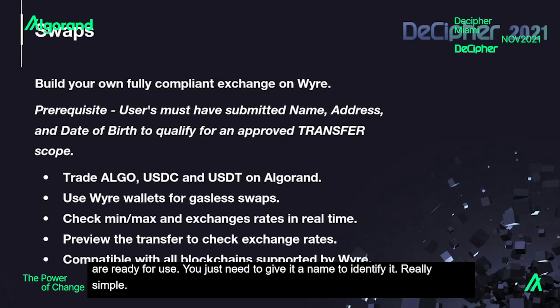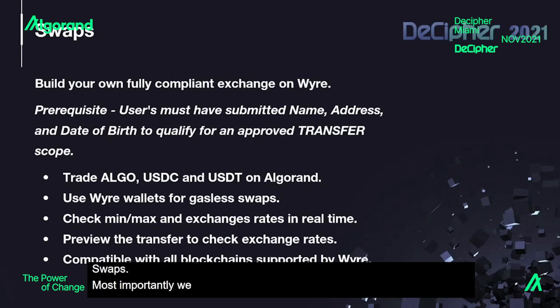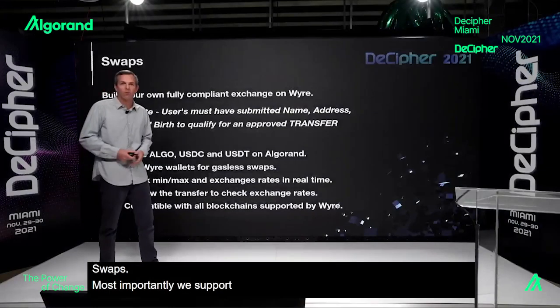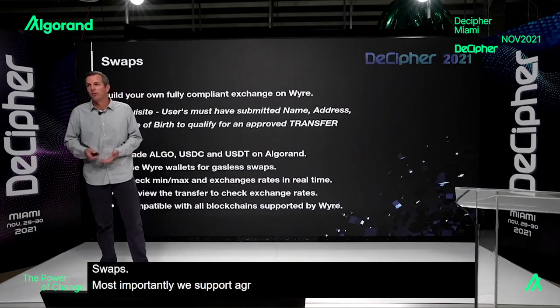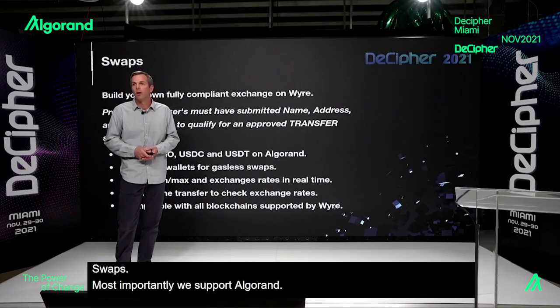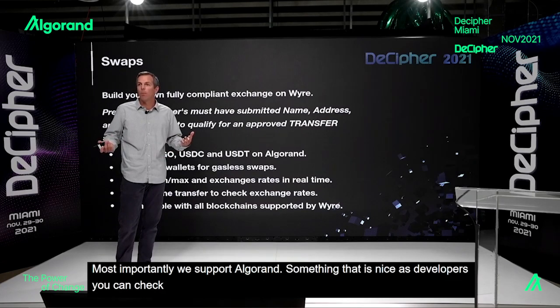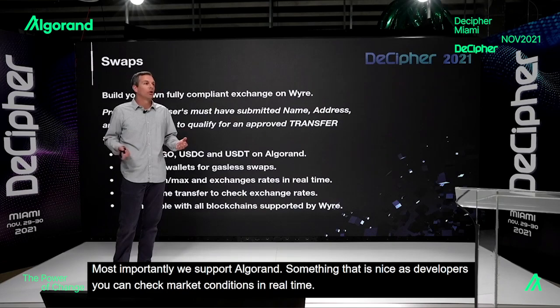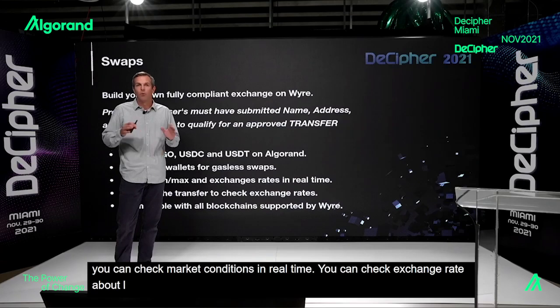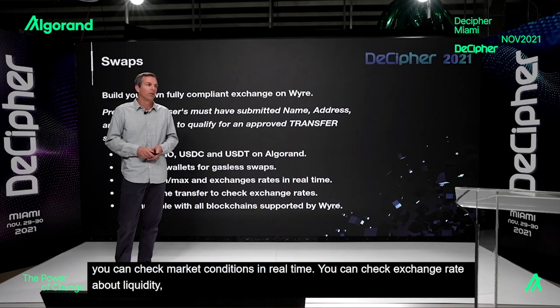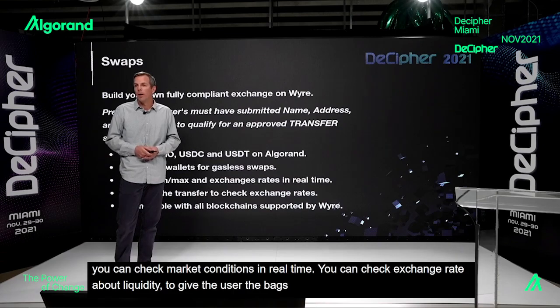Swaps, I'll go into swaps a little bit. Of course, importantly, we can swap all Algorand assets that we support: Algos, USDT, USDC on Algorand are supported with the swaps, as well as all the other blockchains that Wyre supports in our system. And one thing that's nice as a developer is you can, in real time, check market conditions. So you can check min and max swap amount, which are based on liquidity. You can check the exchange rates. You can generate a full transfer preview for that swap. So really give the user the best experience checking out to make sure they know what they're getting with that.